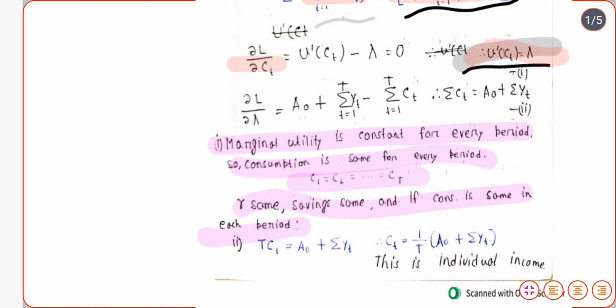to manipulate this equation. Now, what is summation Ct? Summation Ct is the consumption of all the periods. So if we multiply the Ct with T, why am I multiplying Ct with T? Because consumption in all the periods is the same, so we can easily multiply Ct with capital T. By that we can get the total consumption. So T into Ct is equal to a0 plus summation yt, and by dividing the equation by capital T, we can get the value of Ct. What will be Ct? Ct is equal to 1 by T into a0 plus summation yt.